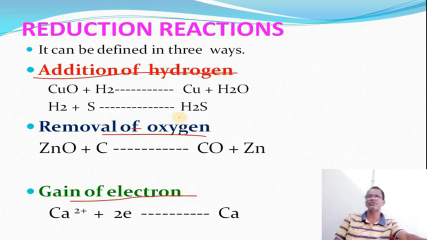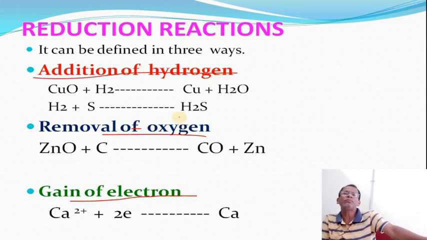Then removal of oxygen. Here ZnO plus carbon forms CO plus Zn. Here oxygen is removed from zinc oxide to give zinc. Here zinc oxide is converted to zinc. That means oxygen is removed from zinc.